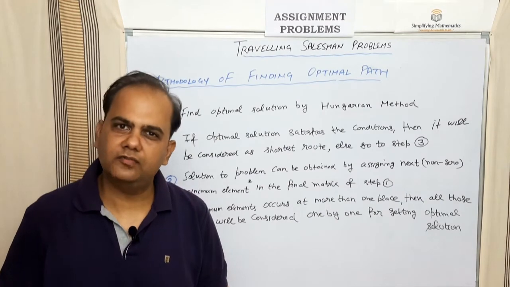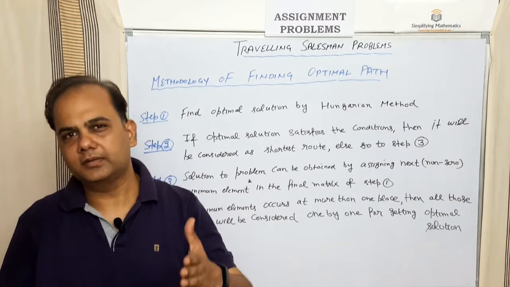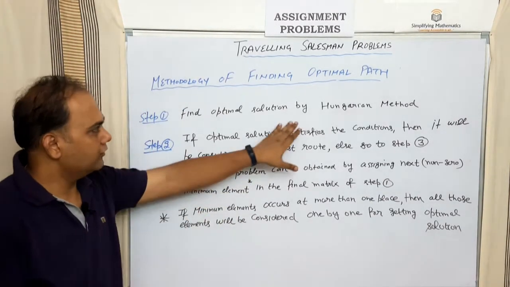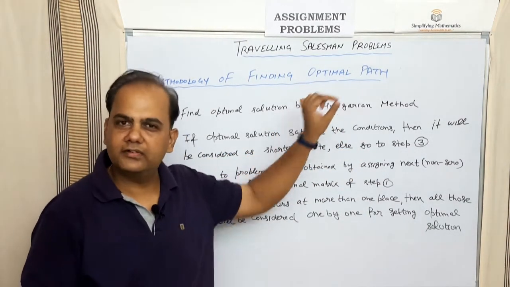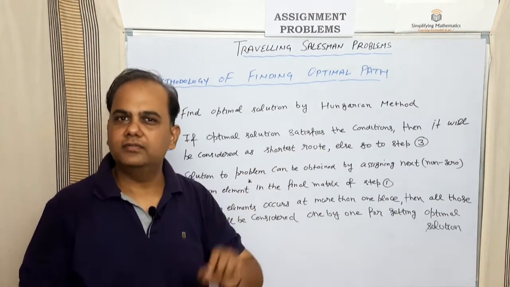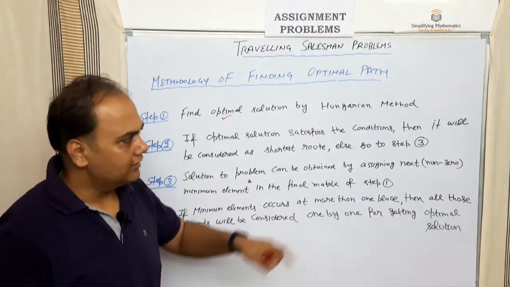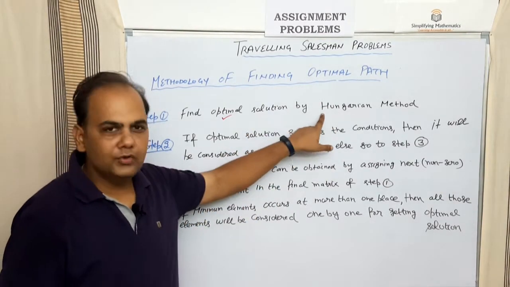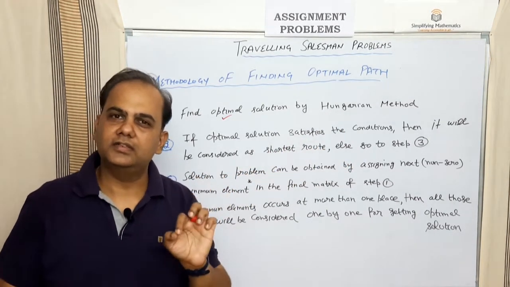Now next is the methodology of finding the optimal solution in the traveling salesman problem. Methodology means the step-by-step procedure of achieving the final optimal path. The very first step is to find the optimal solution by the Hungarian method. Apply the Hungarian method on the given traveling salesman problem, and when you get one assignment in every row and in every column, that is called an optimal solution. After finding the optimal solution, go to step number 2. What is step number 2? You have to check whether this optimal solution satisfies the conditions of the traveling salesman problem.